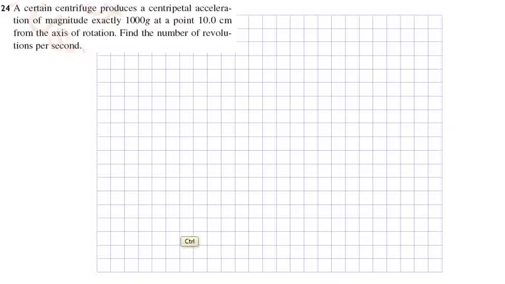Problem 24, Chapter 3. A certain centrifuge produces a centrifugal acceleration of magnitude exactly 1000 g at a point 10 centimeters from the axis of rotation. Find the number of revolutions per second. Alright, so let's draw a picture first.